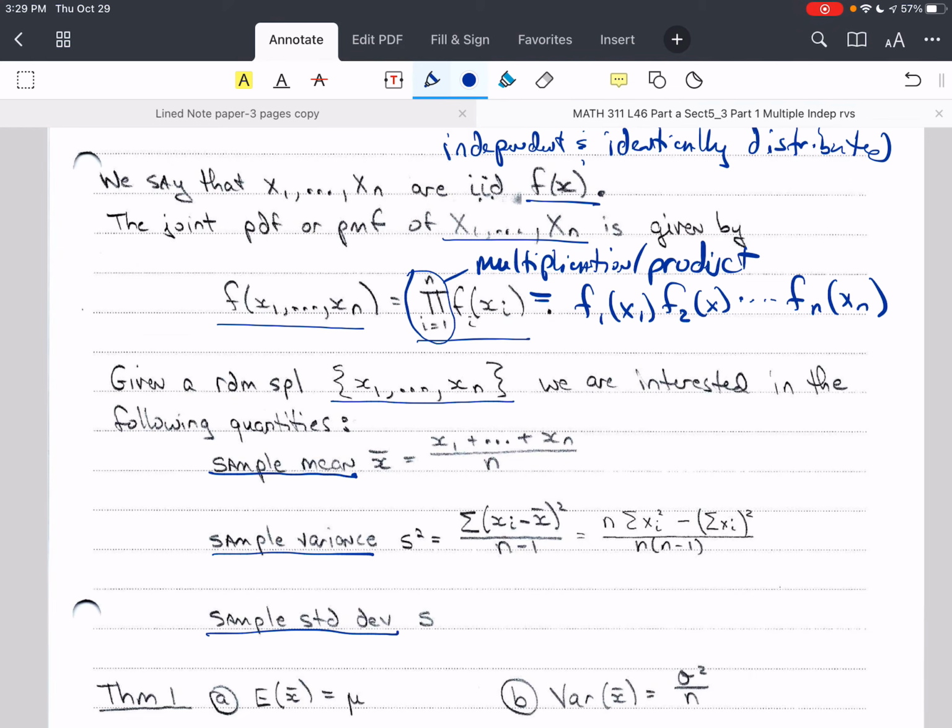So the sample mean is x bar. This can also be written as the sum of xi over n. I wrote it out in long form here because that's what we're probably going to use here shortly.